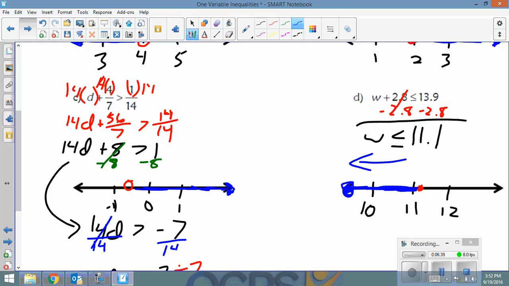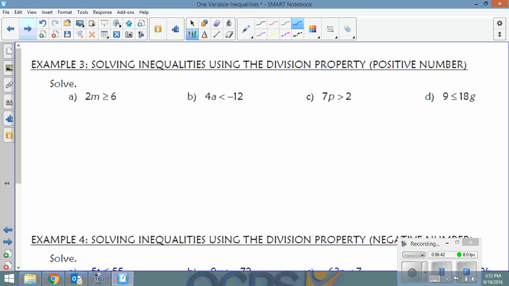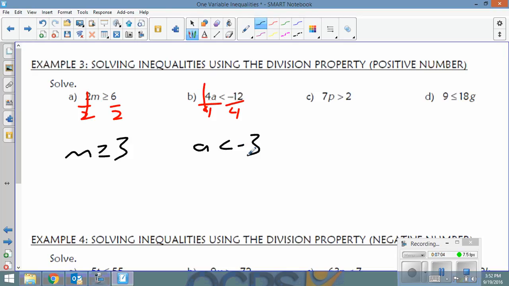And for the next few examples, we're not going to graph them, we're just going to solve them. Okay, so here, we're just going to divide by 2. Nothing changes. So we get m is greater than or equal to 3. On this one, we're going to divide by 4. So we get a is less than negative 3. Nothing has changed. On this one, we're going to divide by 7. And remember, if it doesn't actually come out evenly, we're just going to leave it as a fraction of 2 over 7.